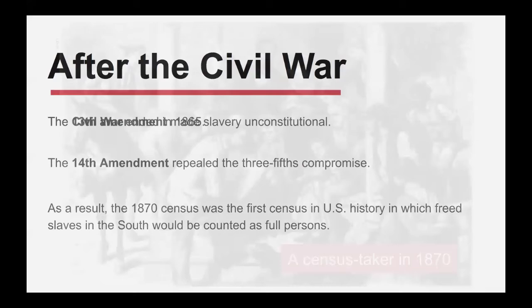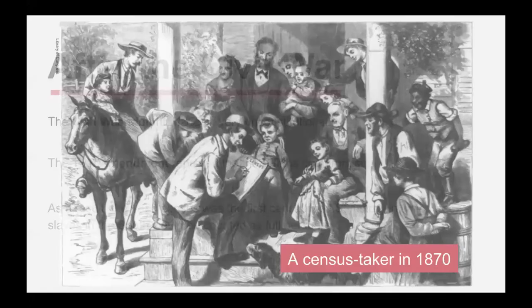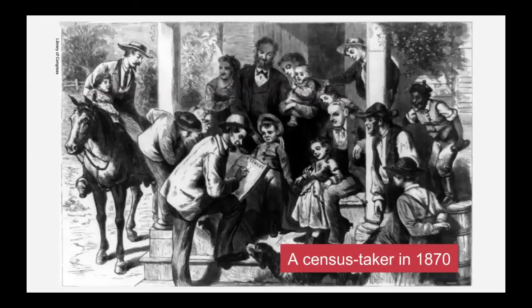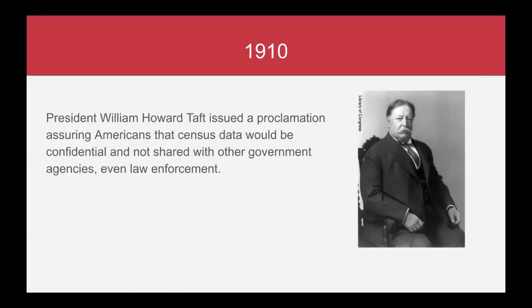Many censuses after 1870 would both reflect and cause major changes in the country. Let's take a look at some. In 1910, President William Howard Taft issued a proclamation assuring Americans that census data would be confidential and not shared with other government agencies, even law enforcement.